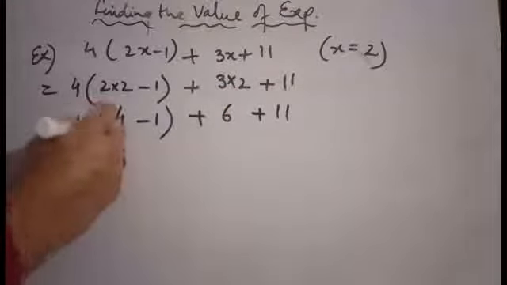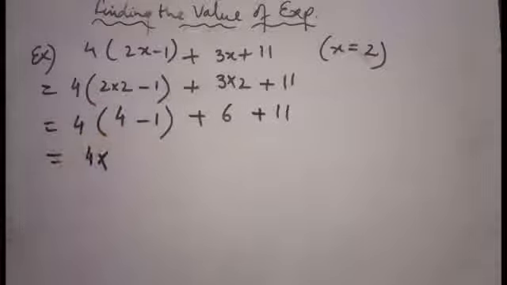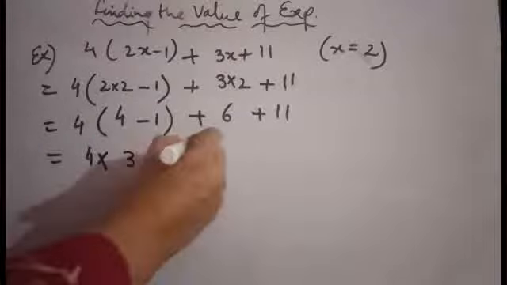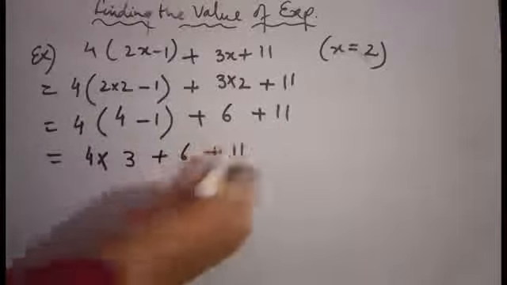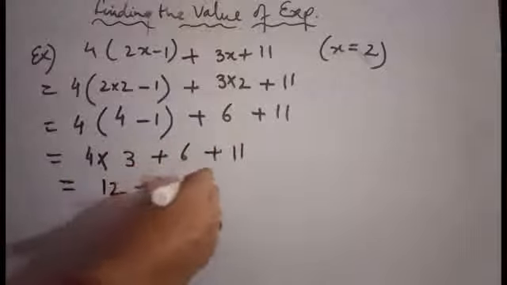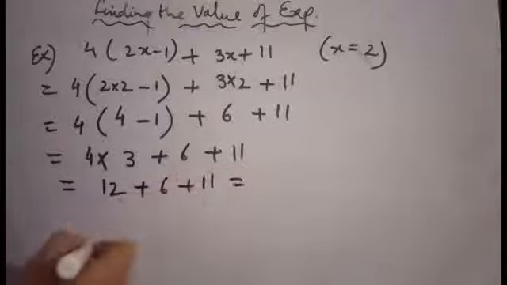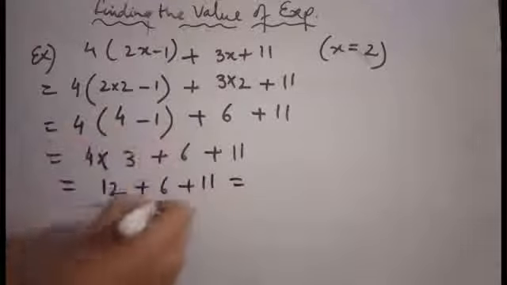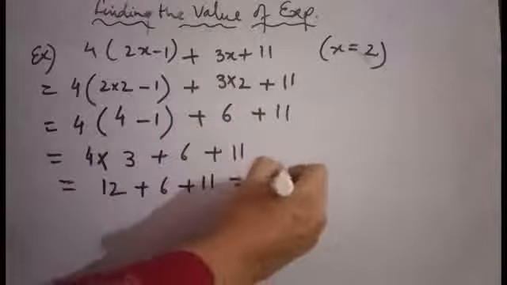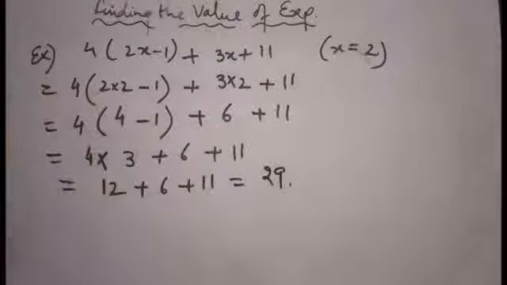Now 4, no sign means multiplication. If there is no sign between a number and a bracket, it means multiplication. 4 minus 1 is 3 plus 6 plus 11. Now 4 into 3 is 12 plus 6 plus 11. 12 and 6, 18, 18 and 10, 28, 1, 29 is the final answer. So this is how we find the values of the expression.